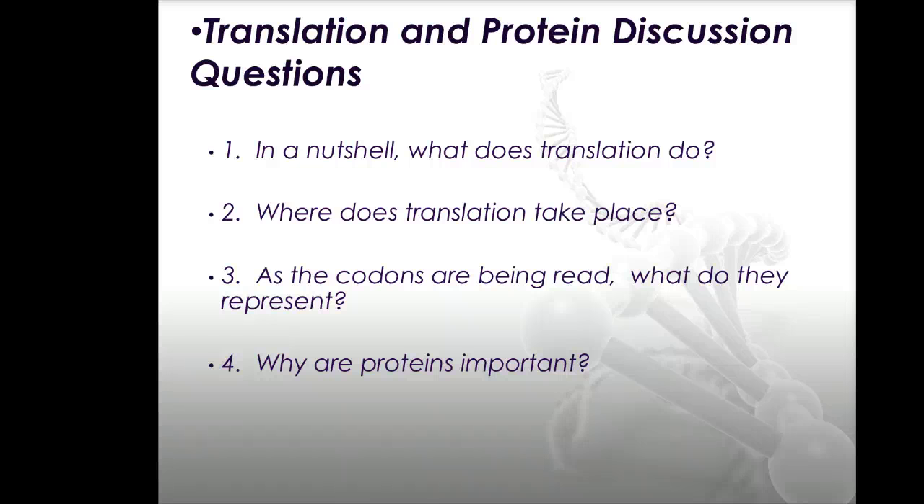As the codons are being read, what does each codon represent? And last but not least, why are proteins so important? You need to know the answers to these questions, and we'll talk about them in class. But if you don't know the answers to these questions, you need to go back and look at your notes and maybe rewatch this section of the video so that you do understand.